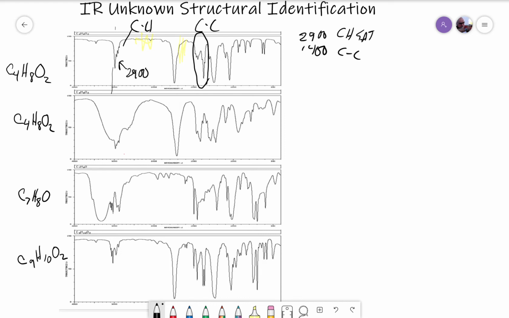Now I'm going to look for what is the oxygen functionality. I have two oxygens that I have to assign. These should be fairly obvious. I have the big peak at 1700 reciprocal centimeters, which corresponds to the carbonyl, and I have a fairly big peak at 1200, which corresponds to an ether. So the oxygen is both carbonyl and an ether. What we have to do is put that together in a molecule with 4 carbons that all has single bonds between the carbons.